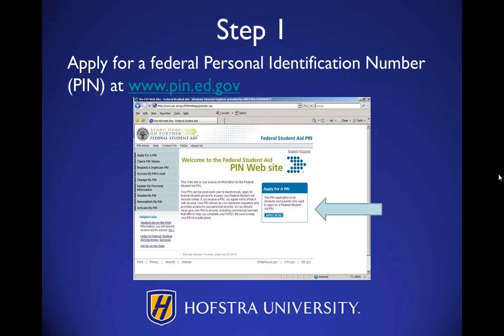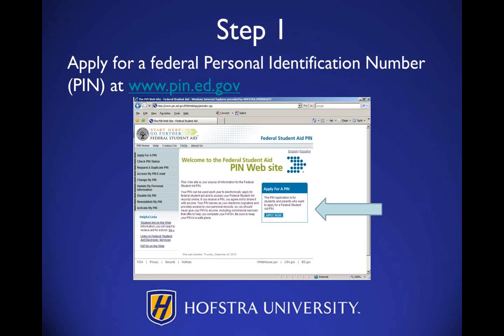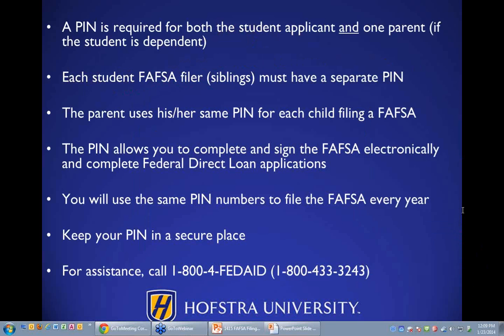So step 1 in filing the FAFSA begins with applying for a federal personal identification number at pin.ed.gov. A PIN is required for both the student applicant and one parent if the student is dependent. Each student FAFSA filer, including siblings, must have a separate PIN. The parent uses his or her same PIN for each child filing a FAFSA. So in simple terms, think of the PIN as like a Social Security number. Each individual person keeps the same federal PIN number for life.